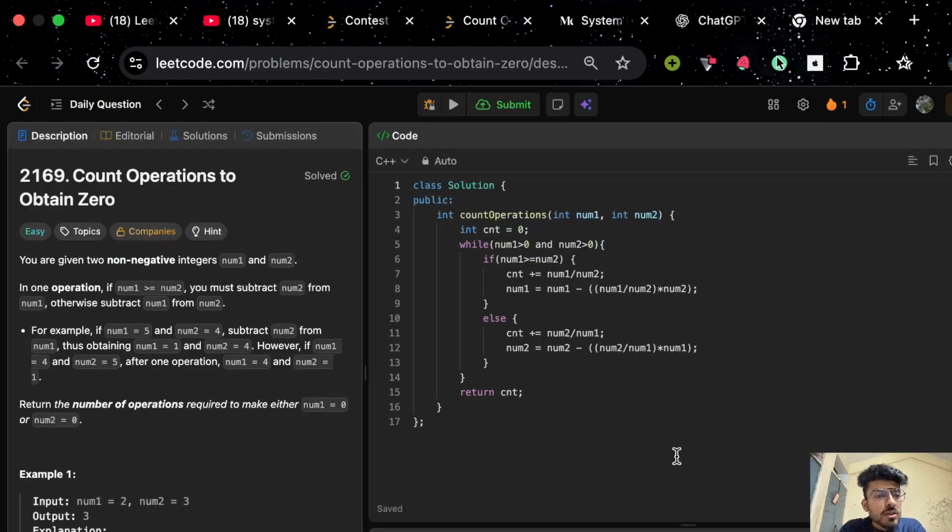Hello guys, so let's discuss today's POTD, that is 2169, Count Operations to Obtain Zero. It is marked as easy.